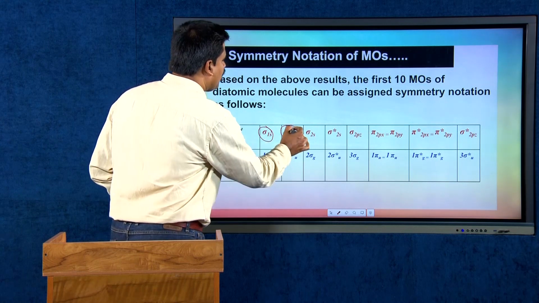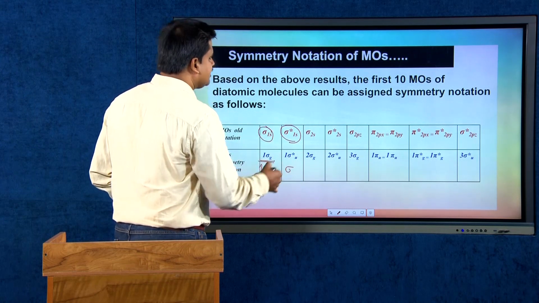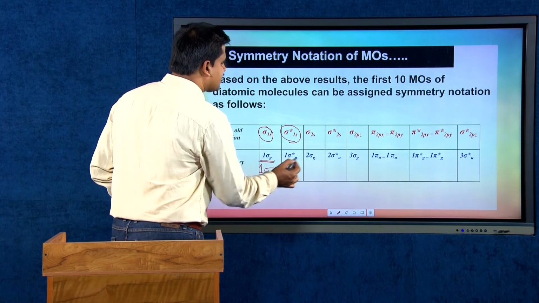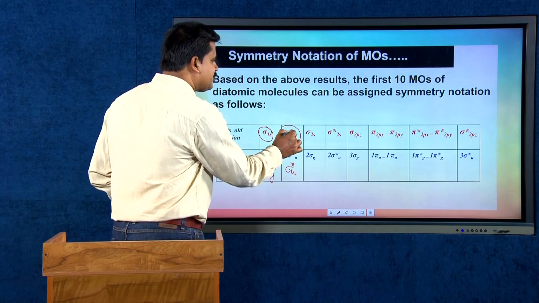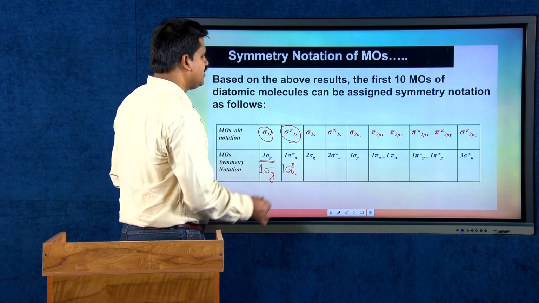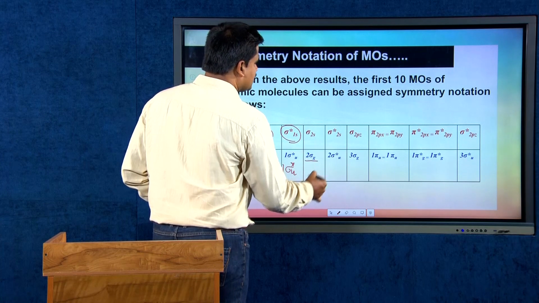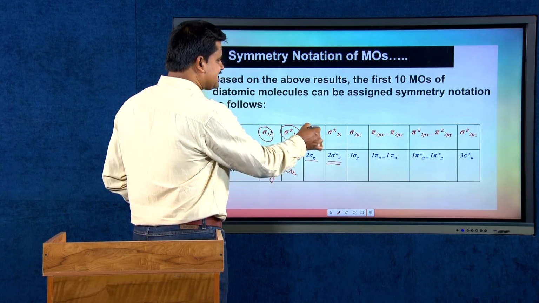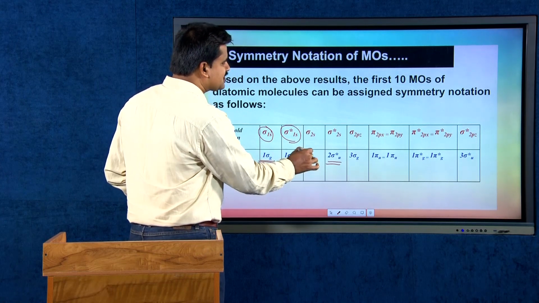Similarly, I am taking sigma star 1s. Sigma orbitals have sigma symmetry, and we know that sigma star orbitals are ungerade, so I carry over the star here also. This is the first sigma star or antibonding orbital that appears, so I put 1 sigma star u. Similarly, sigma 2s belongs to 2 sigma g, and sigma star 2s belongs to 2 sigma star u. This 2 indicates that this is the second sigma orbital that appears. 1 is already used here, so I have to use 2 here.